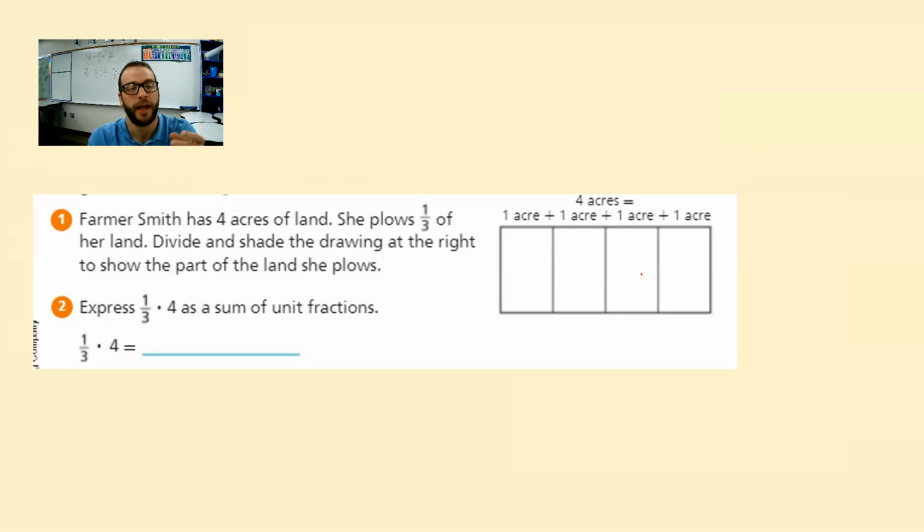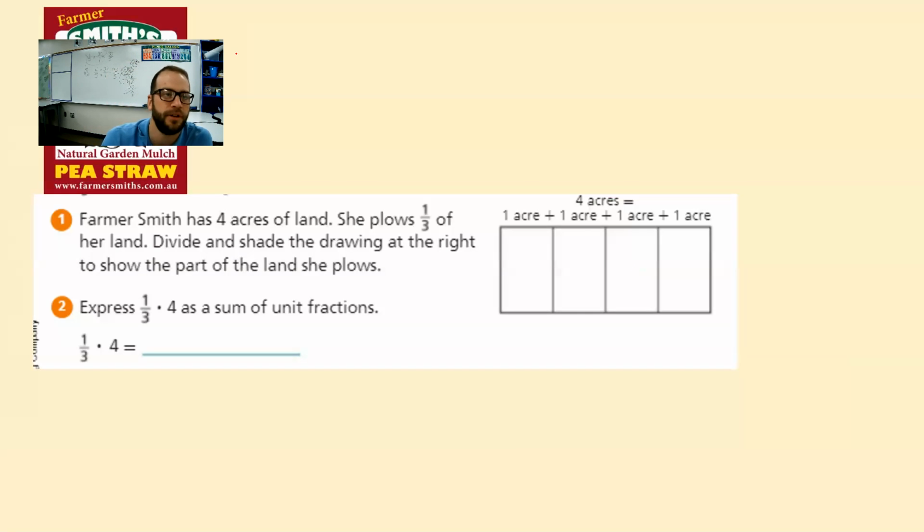She has 4 acres of land, and she's going to plow 1/3 of that land. So they want you to first divide and shade the drawing to show the part of the land that she plows. Well, we got her 4 acres. Each of those acres, she's going to plow 1/3, right? That makes sense because the entire land is 1/3. So she's going to highlight 1/3 of each.